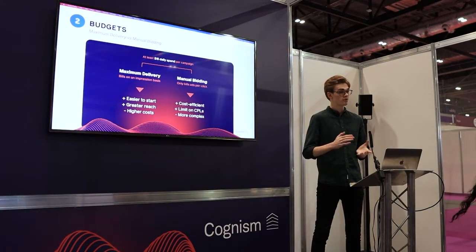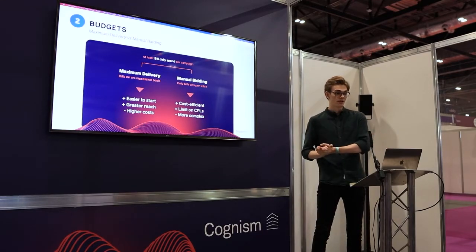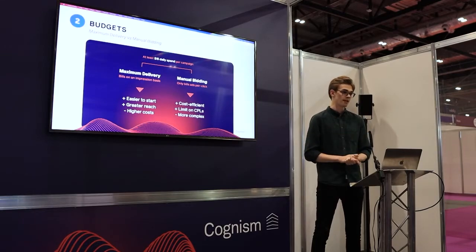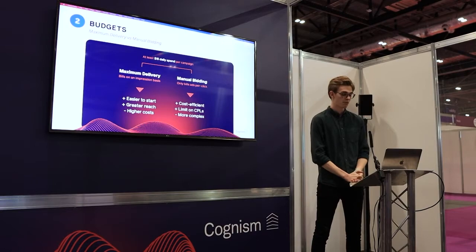So if you don't know what your target cost per lead should be, start out with maximum delivery, test, iterate on this, and then find out what you should be bidding through manual bidding. If you have any questions on that, come see me at the end and I'll be happy to help.